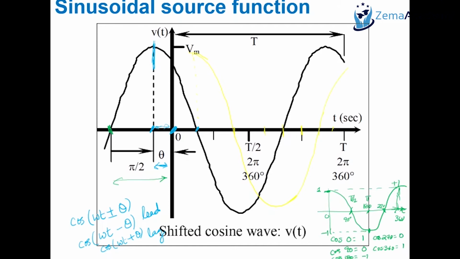Something like that. So when you do omega t equals 0, plus theta is when you get your initial point. Okay, so that's how your minus theta or plus theta would look. And one of them is called a lead, and the other is called a lag.